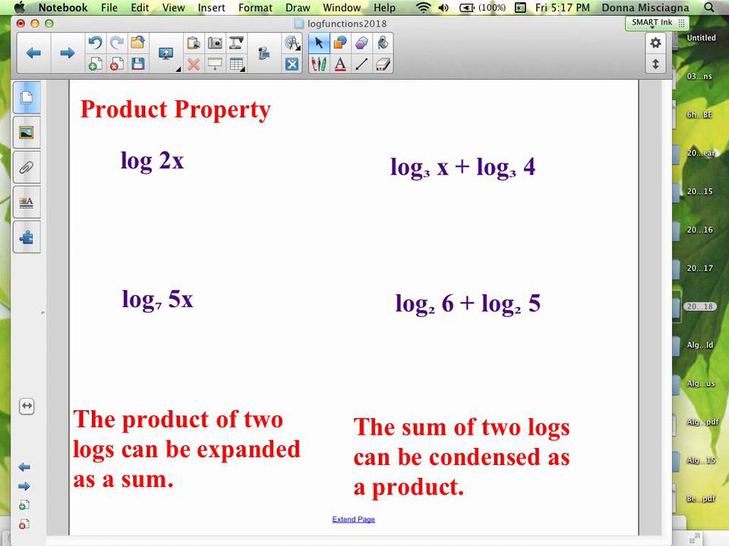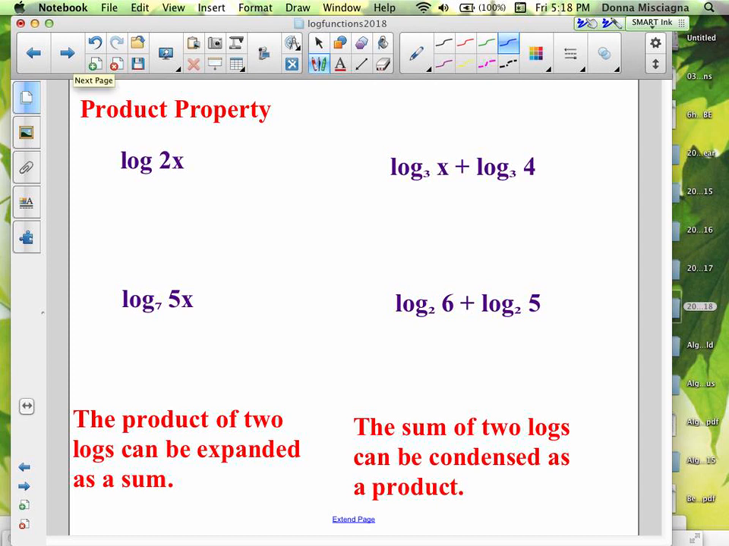So maybe we don't want it to be a product. Maybe we want it to be two individual logs, because sometimes it's easier to evaluate when we separate them. Maybe we don't want two logs. Maybe we want it to be a single log. Well, we can do that as well. So the product of two logs can be expanded as a sum, and the sum of two logs can be condensed as a product. All right, so let's see what this looks like.